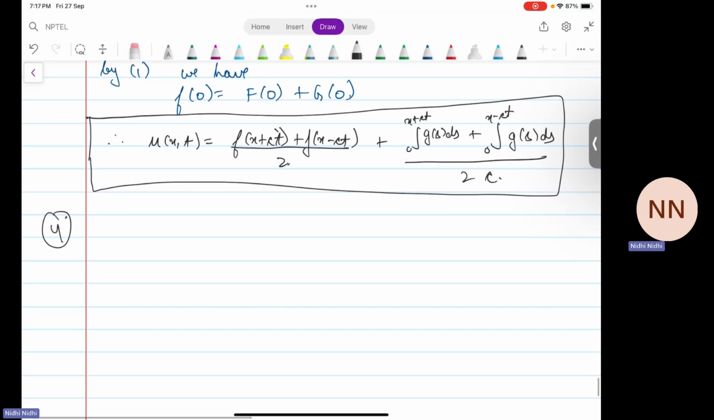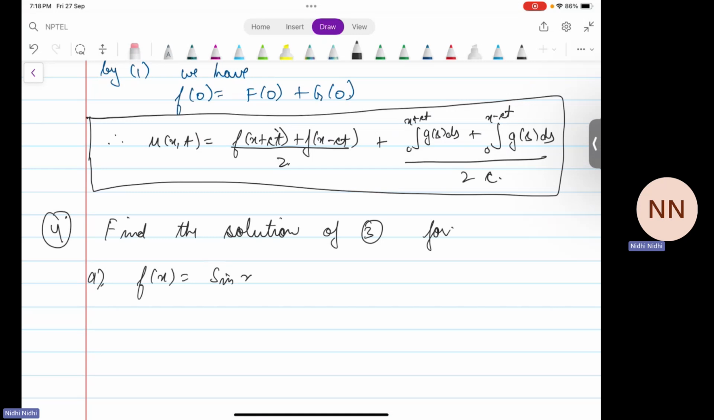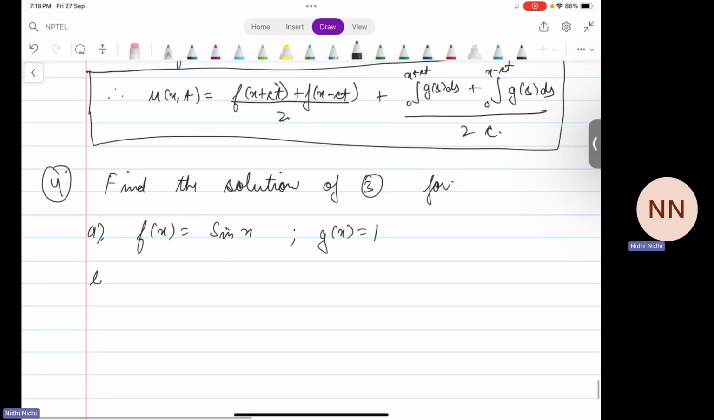Question number 4. Find the solution of question number 3 for A, fx equals sin x and gx equals 1. B part, fx equals sin x, gx equals cos x.